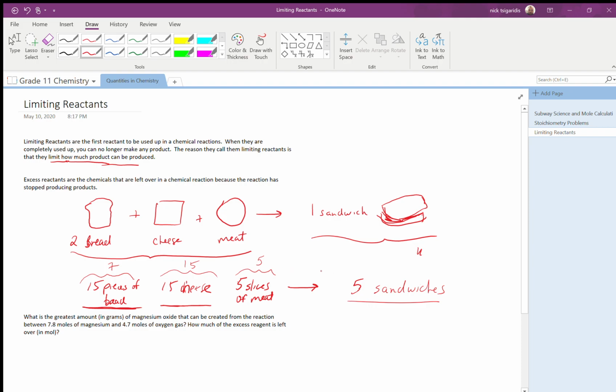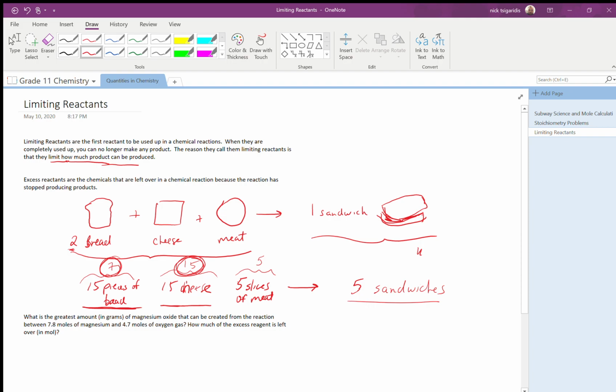So if I can produce 5 sandwiches total, it means that I'll only have 10 of the pieces of cheese left, and it means that I will only have 5 slices of bread left, even though it says here 7. I'll only have 5 left over because, of course, each sandwich takes 2 pieces of bread.